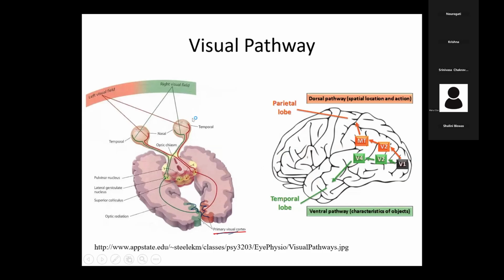Similarly, if you look at visual input, it comes from the world into the eyes, and from there it goes to a central part called the thalamus. You can see here, and after that it goes on to the brain, to the occipital lobe, right? And that is called the primary visual cortex. After that, it splits into two pathways. One path goes upwards, called the dorsal pathway. Another path goes downward, called the ventral pathway.